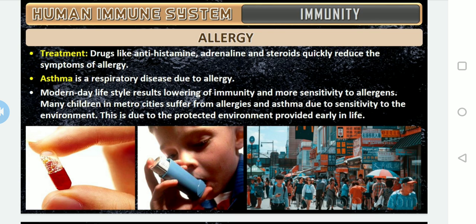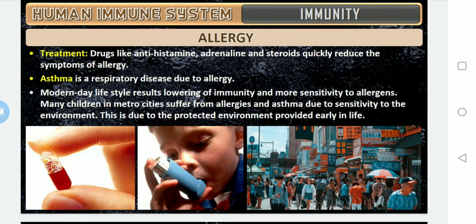response. Okay, then asthma, you must have heard about asthma, is a respiratory disorder, a disease due to allergy only. Okay, so the modern day lifestyle results in the lowering of immunity and more sensitivity to the allergens. Many children in the metro cities suffer from allergies and asthma due to sensitivity to the environment. So this is due to the protected environment provided in the early stage. So that's why they cannot bear even a little dust.